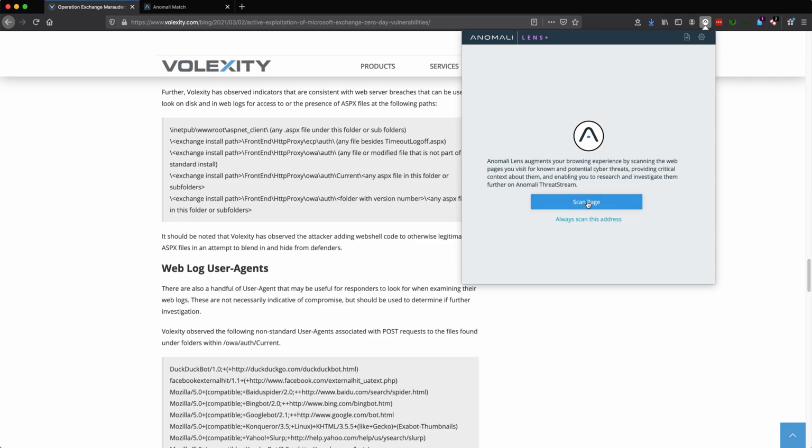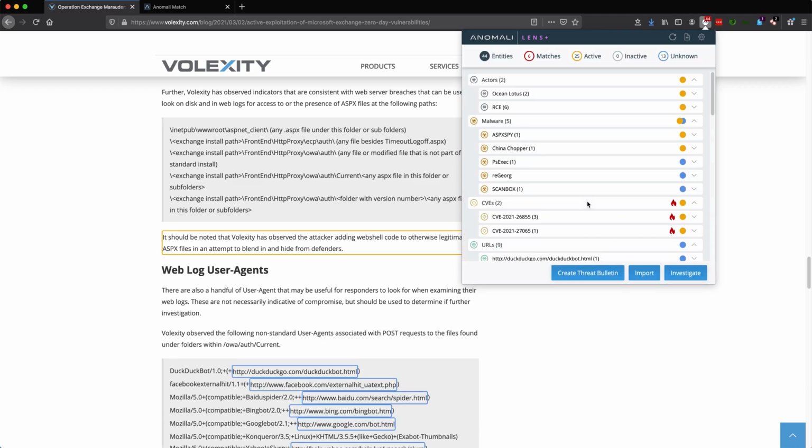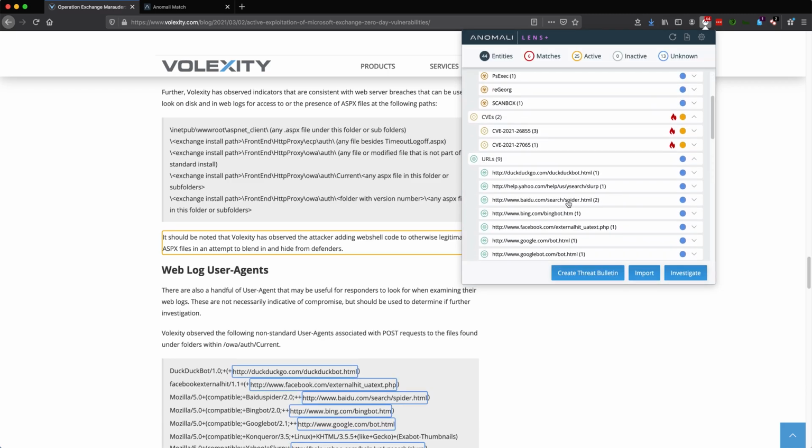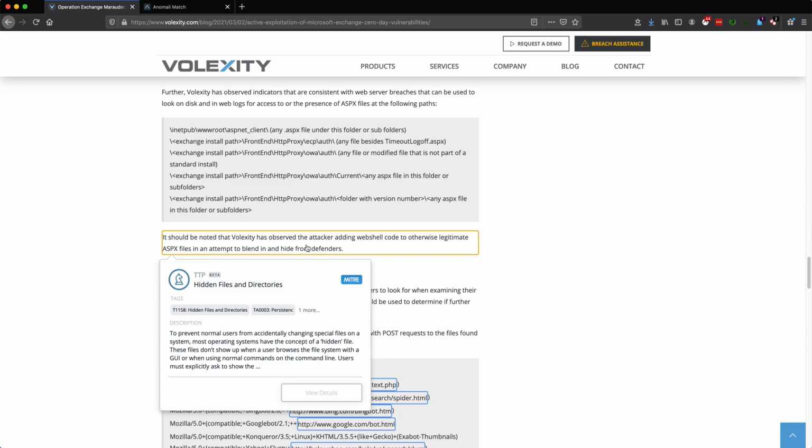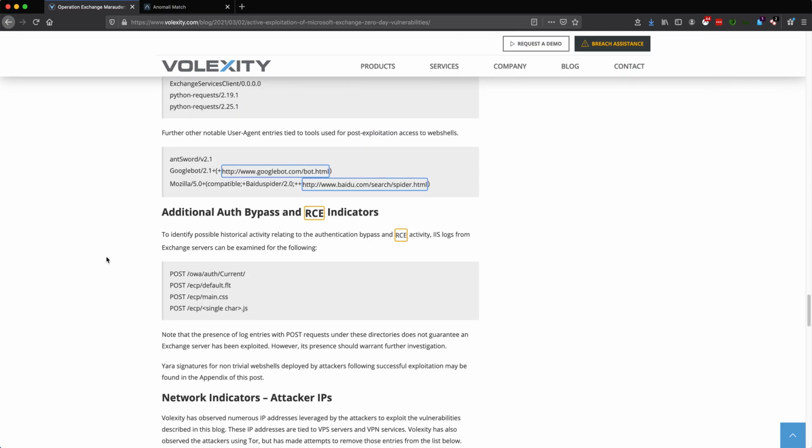We will scan the page as we did before with Microsoft, and then we are going to look for the exact same thing. Do we have any matches? Again, indeed we do. However, in this case, what Lens has done, being a natural language processor, is read the sentences described in this Volexity article and tie them down to TTPs in the MITRE ATT&CK framework.